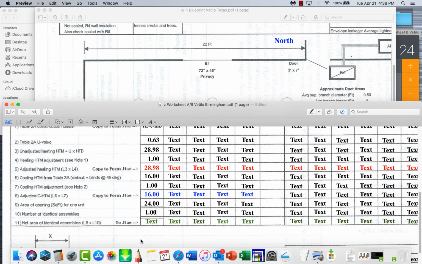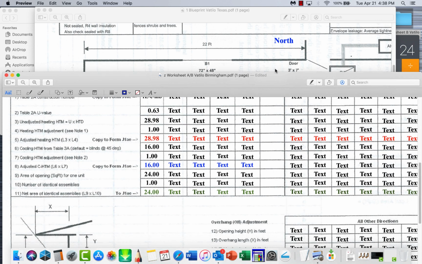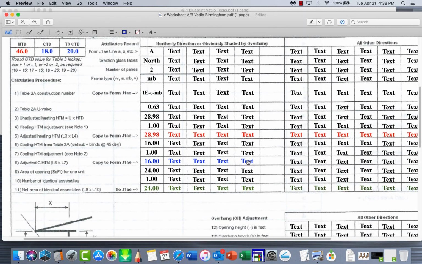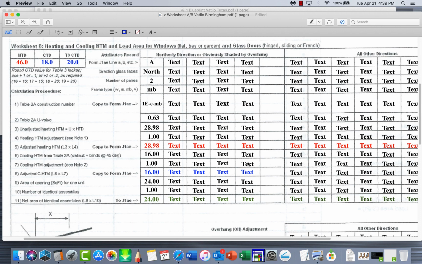1.00. Okay. So net area, line 9 times line 10. There's line 9, 24 times 1. 24 times 1 is 24. Okay, so now you successfully have completed this part of Worksheet B. Now this is just for north or just totally shaded windows that you know are totally shaded from a tree or porch or some other reason.